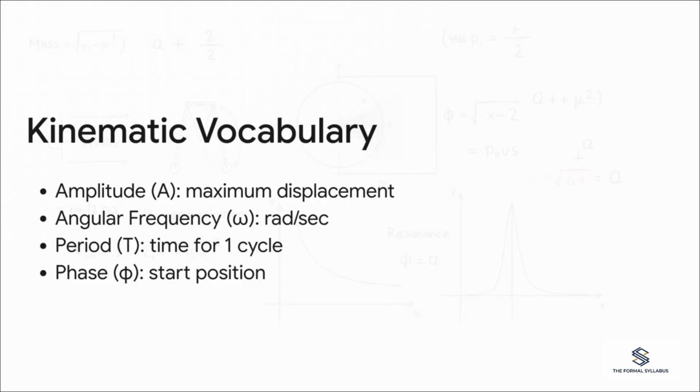Now, to talk about this motion, we need a universal language, right? Our kinematic vocabulary. Amplitude is the maximum displacement from the center, basically how far our shadow travels. Angular frequency, well, that's how fast that wheel is spinning, usually measured in radians per second. Period is the time it takes to complete one full cycle, and phase just tells us the starting position on the wave the exact moment we start our stopwatch. These 4 variables are literally all we need to describe any oscillating system.